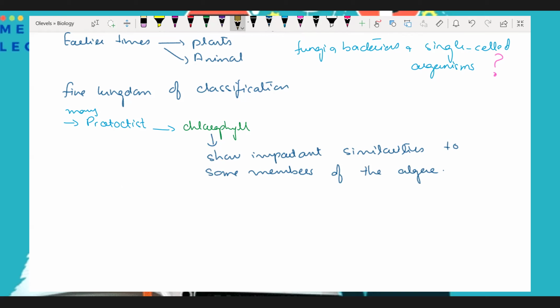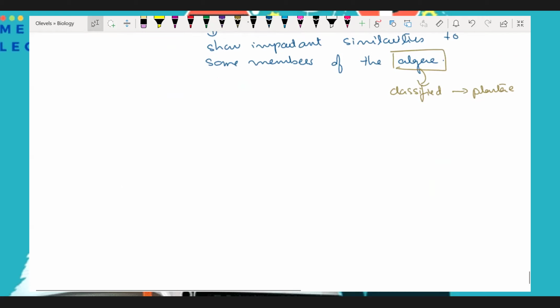But these algae, which kingdom are they classified into? They are present in the kingdom Plantae, right? Yes, ma'am. Okay, now if we discuss the viruses, we know that they aren't placed in any kingdom.